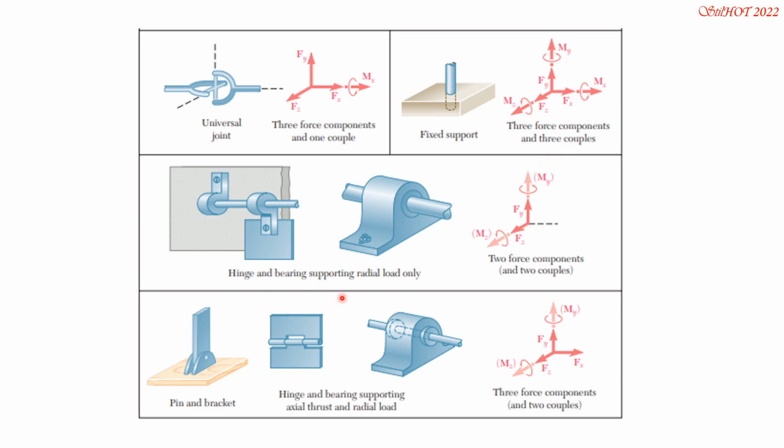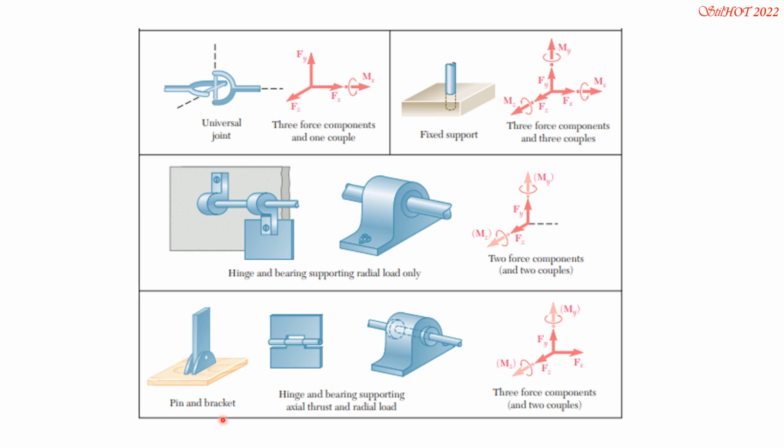Then we have hinge and bearing support, radial load only. So forces perpendicular to this axis. So we have Fy and Fz, none along Fx, along the axis of this rod. And there is resistance also about the y and about the z-axis. So two force components and two couples for this situation.